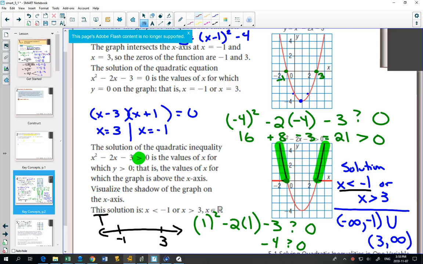What about a number between -1 and 3? What value would you like to try? Well, we tried 1. When we plugged in 1, we get -4. Is -4 bigger than 0? No. This whole section is false. And if you try a number bigger than 3, like 5 or 6 or 7, it comes out true again, so we would be able to say that this section is true. And then your answer from this diagram says x is less than -1 and x is greater than 3.